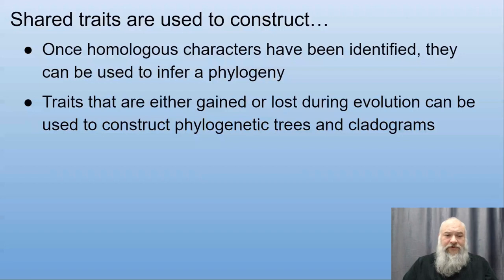So once we figured out what structures and traits and genes are homologous or analogous, we can use them to infer that phylogeny. And we can also take a look at traits that were either gained or lost during evolution to help us construct those phylogenetic trees and cladograms and figure out where these divergences happened.